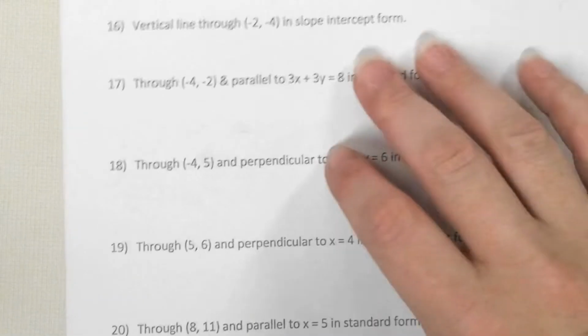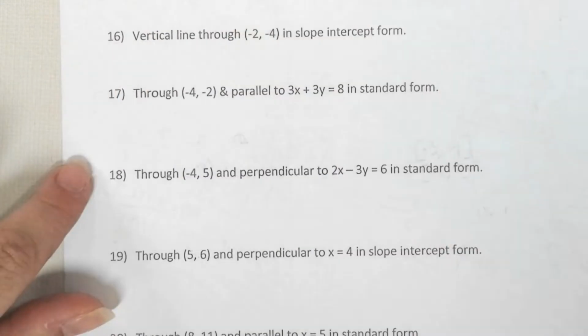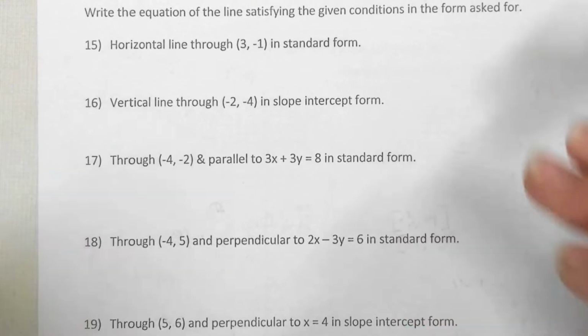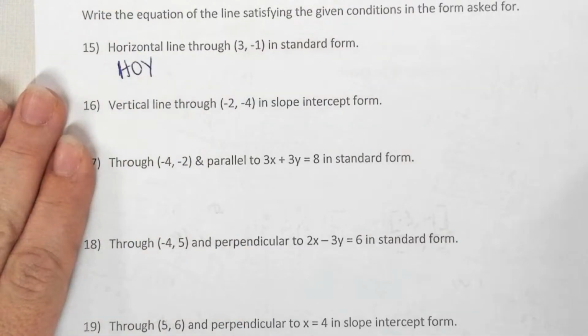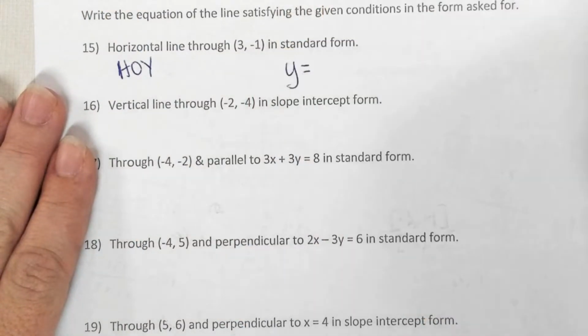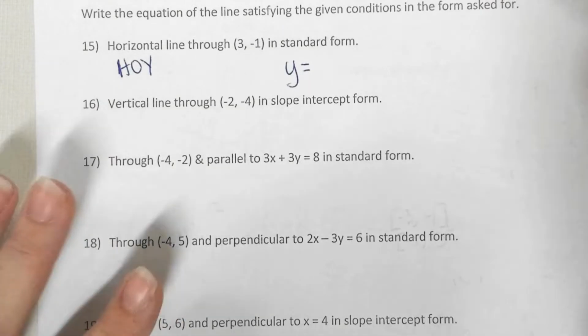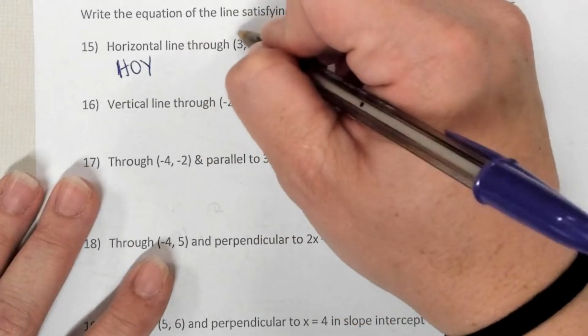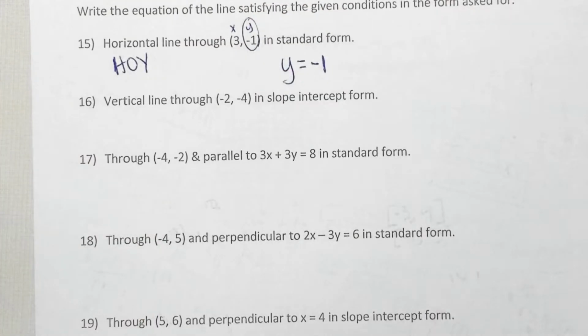Okay, the back is all of the equations where you have to write them depending on what information is given to you. So this first one says horizontal line. Well, horizontal is HOY. So I know it's going to be a y equals equation, and it says standard form, but there's no other way to write these, so this will be standard form. So through this point, well, what is the y of this point? It's -1, so your equation is just y equals -1.